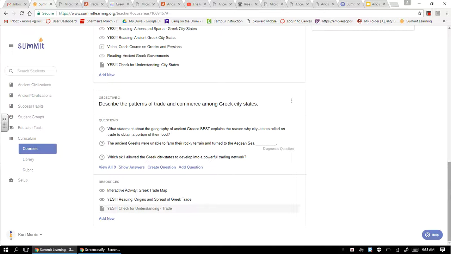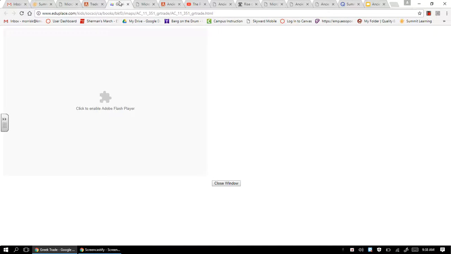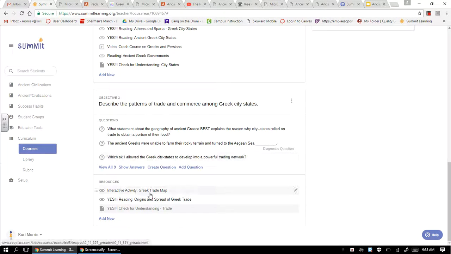The last one's pretty weak. Describe the patterns of trade and commerce among Greek city states. It's a great question, great objective, but the resources are pretty weak. Matter of fact, this interactive thing pops up like this. When you click on the first interactive resource, you get nothing. I don't know if it's my end, but I got nothing.